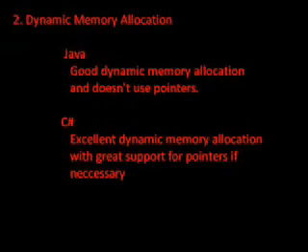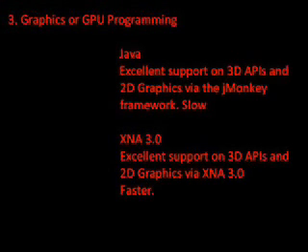When it comes to dynamic memory allocation, Java and C# both provide excellent mechanisms. The key difference is that Java does not use pointers, since Java considers pointers unsafe, whereas C# provides great support for pointers when necessary by using the unsafe keyword and other mechanisms. When it comes to graphics or GPU programming, Java and C# both have excellent APIs they can access in order to create great games.